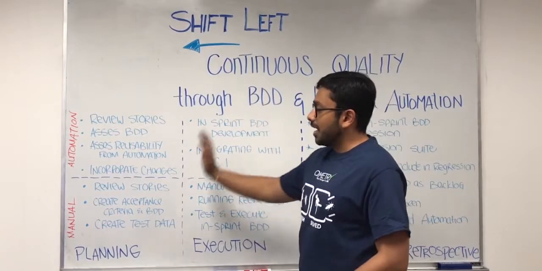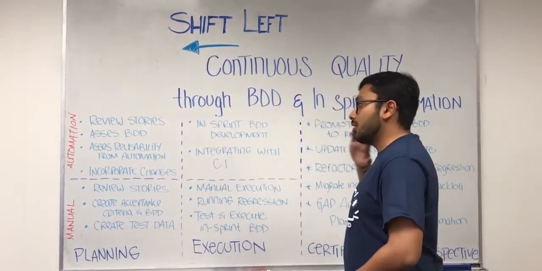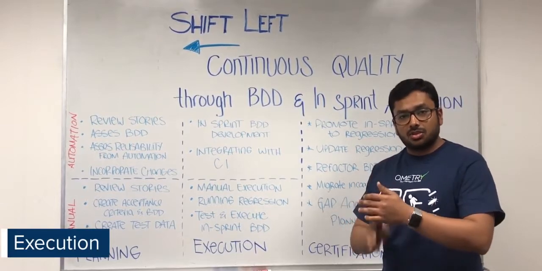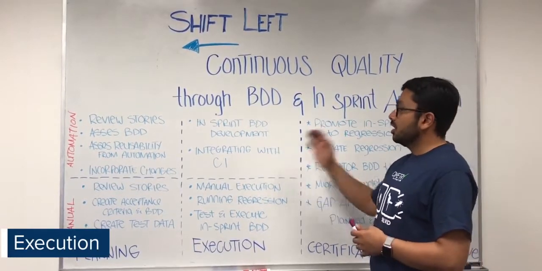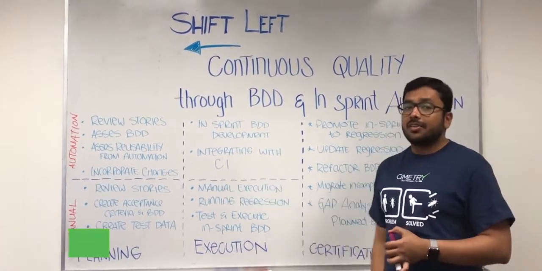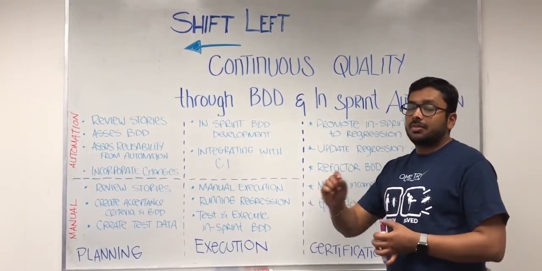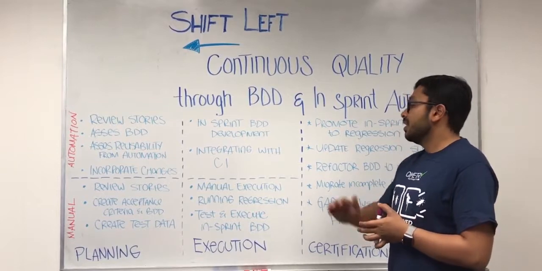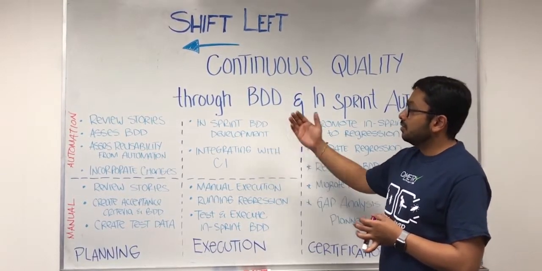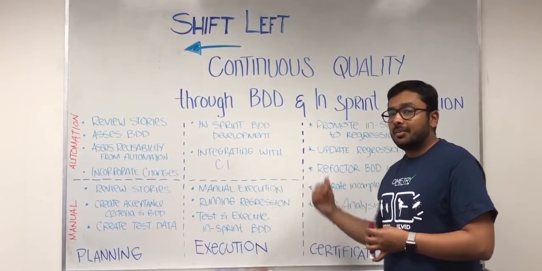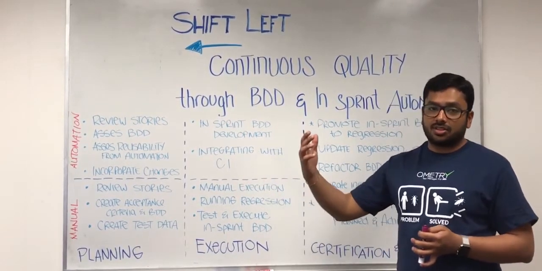Once that planning is done, we come to the execution phase, where my manual team is doing manual execution, since my automation is not completely developed and is still building up. Until that time, I am doing some manual execution, and during this time some level of automation is already built up and my manual team is running that regression.